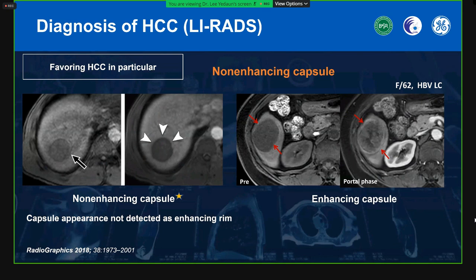Next, non-enhancing capsule refers to a capsule that is not visible as an enhancing capsule. So unlike this enhancing capsule, non-enhancing capsule does not appear as an enhancing rim.